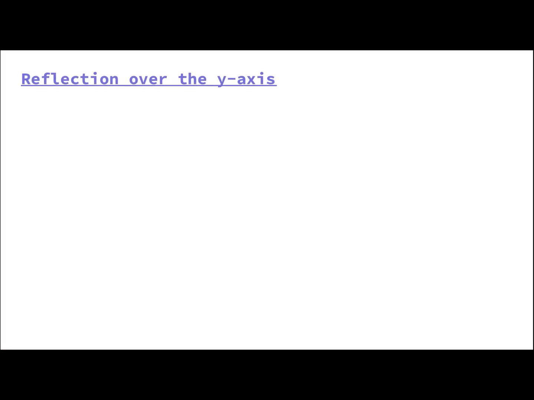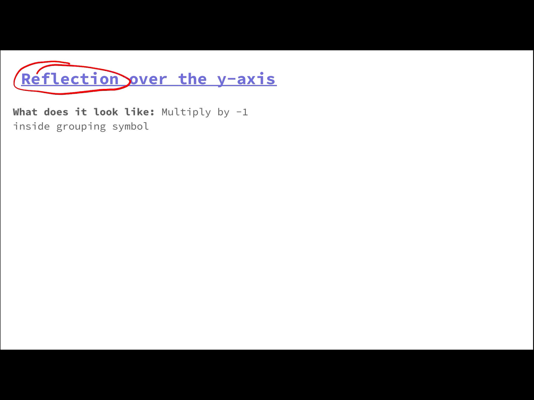So I have a reflection over the y-axis, okay? So remember, mirror image. Now, what does this look like? Now, important, inside, okay? So remember, we're inside. So multiplying a -1 inside. Last one we were outside, now we're inside. Okay? So here you could see that. My -1 is inside my parentheses. Okay? Now my transformation rule.